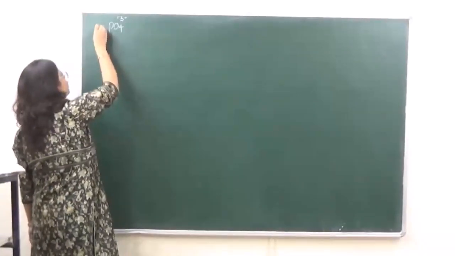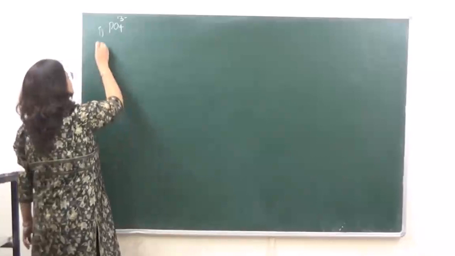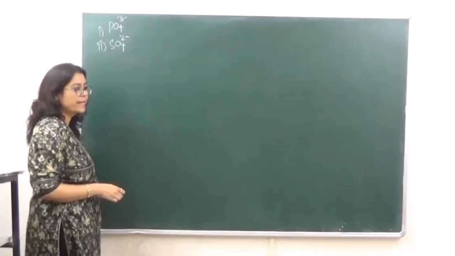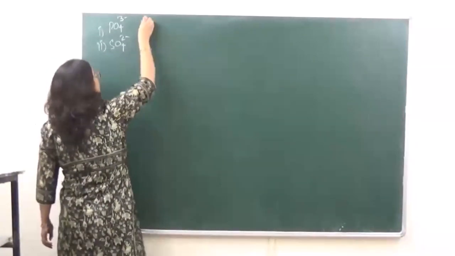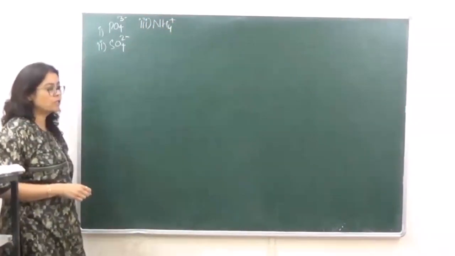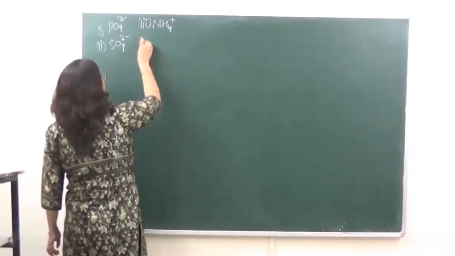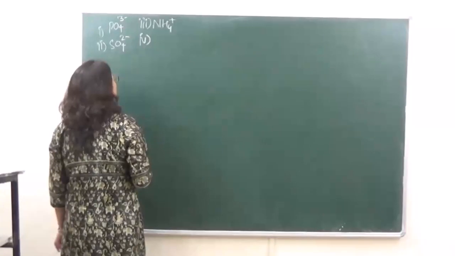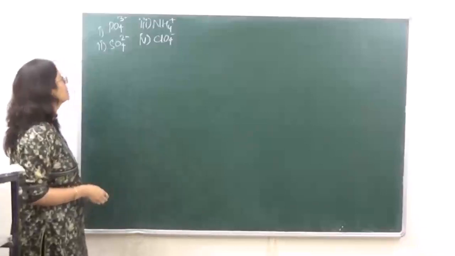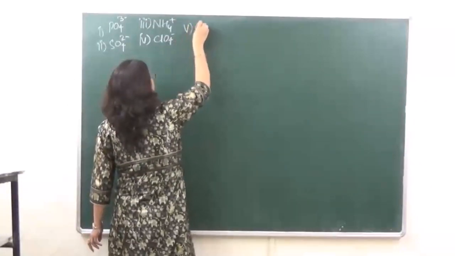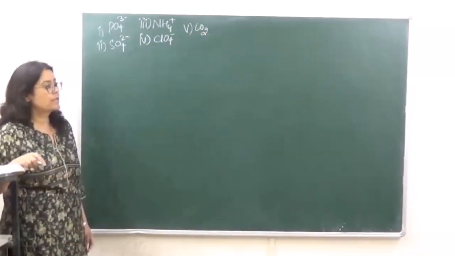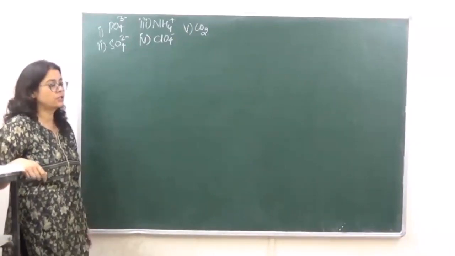Okay, so this you are going to do for practice on your own. First, second, you will draw the structure of SO4 2 negative. Third, draw the structure for NH4 positive. Okay, and draw the structure of ClO4 negative, and the last one, CO2. So these structures you are going to draw for tomorrow, and we will discuss them in the next lecture.